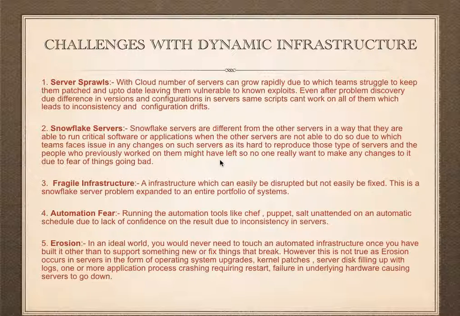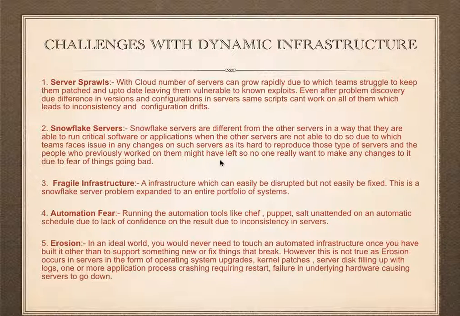Next comes your erosion. In an ideal world, if you configure your infrastructure through automation, it should always run that way. There would be some requests for support, and if something goes bad, then you fix it, but overall the system should run.